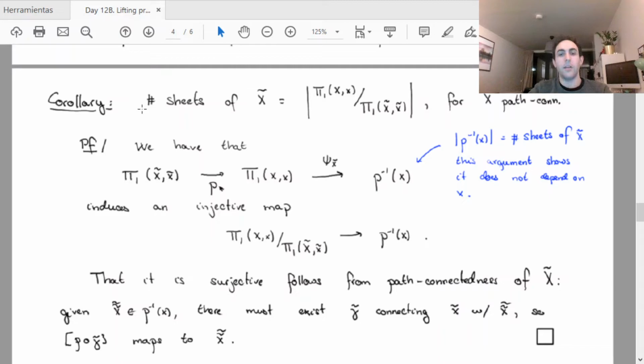And now, okay, let's read what the corollary says. So the corollary says, here I have the coset space, and I'm taking its cardinality. This is what you usually would call the index of this subgroup inside of this group, right? So the index. And on the other side, since this set is isomorphic to this set, the cardinalities are the same. But what is the cardinality of pi minus 1 of x? Well, this is just how many preimages a point has. And this is what we would call the number of sheets, a bit naturally, right?